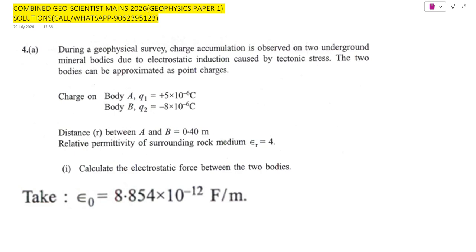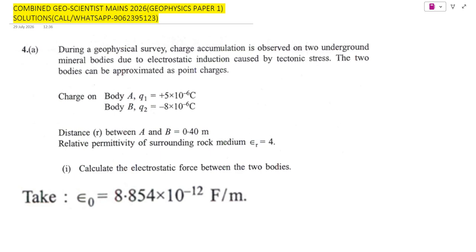Welcome everyone. So today we are solving another numerical from the UPSC Combined Geo-Scientist Mains 2026 Geophysics Paper 1. And today's question is based on Coulomb's law, one of the fundamental laws of electrostatics. Although Coulomb's law is a basic physics concept, its application extends to electrical prospecting, induced polarization, self-potential surveys, and rock physics. Therefore, understanding both the calculation and the physical interpretation is very essential. So let's solve it.